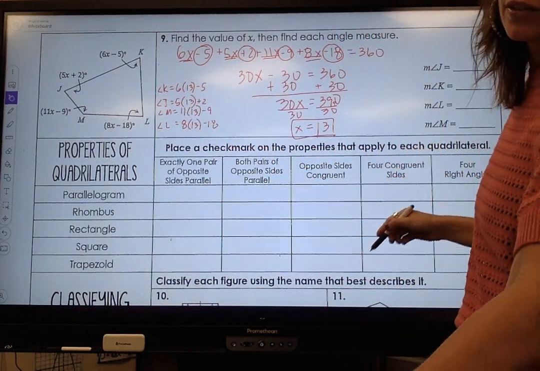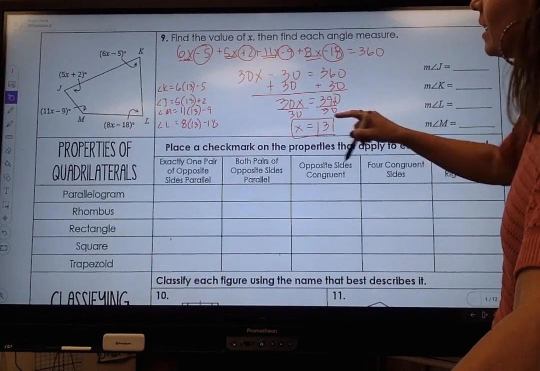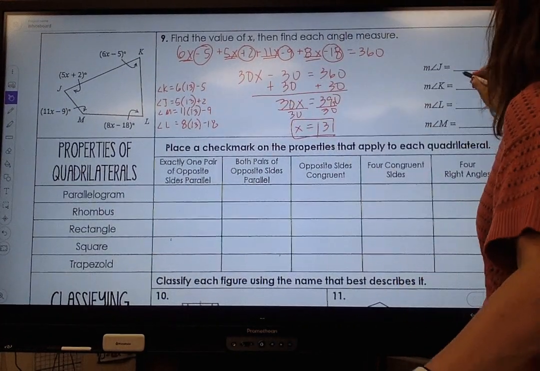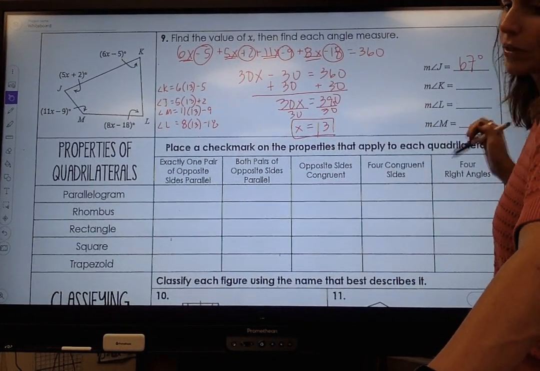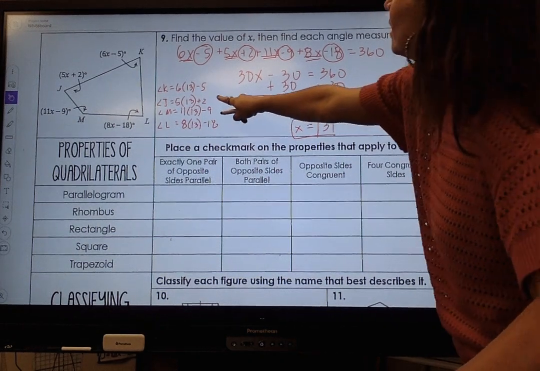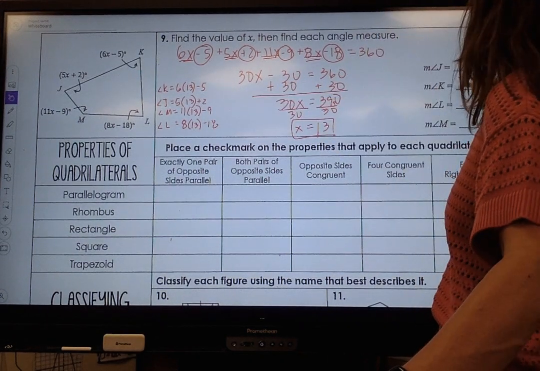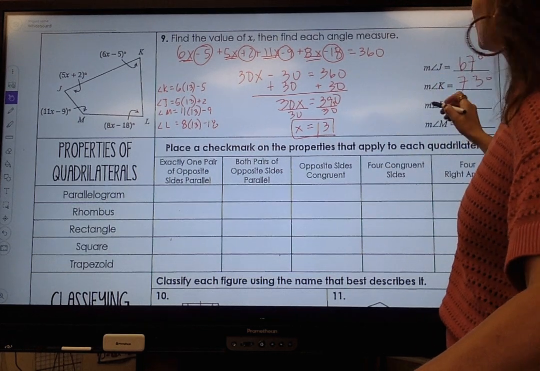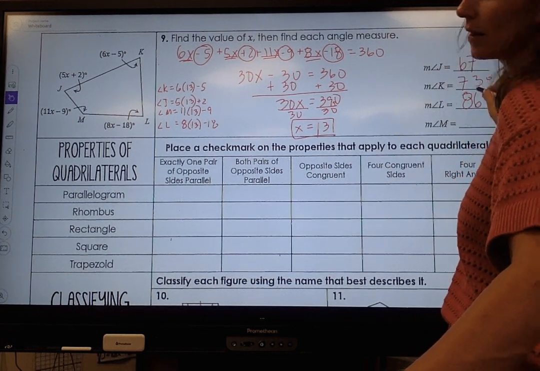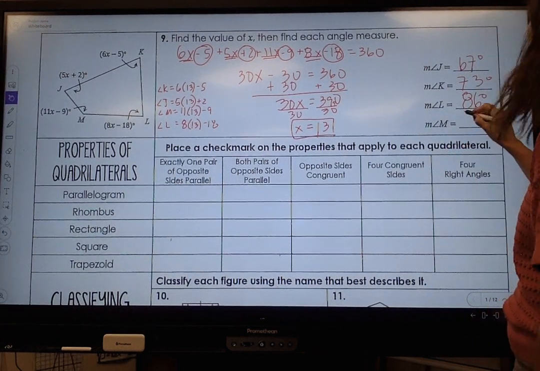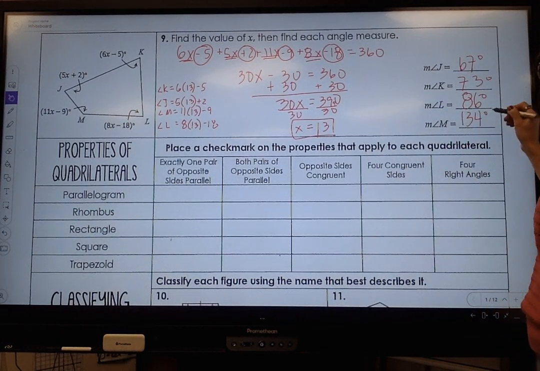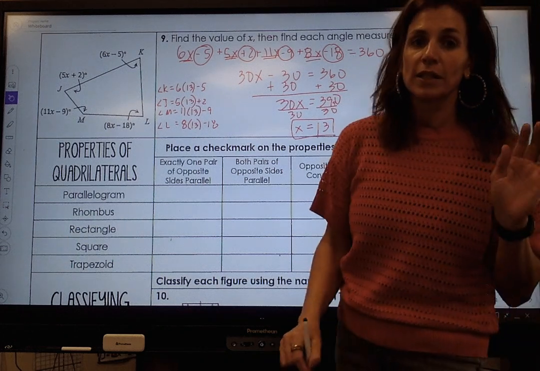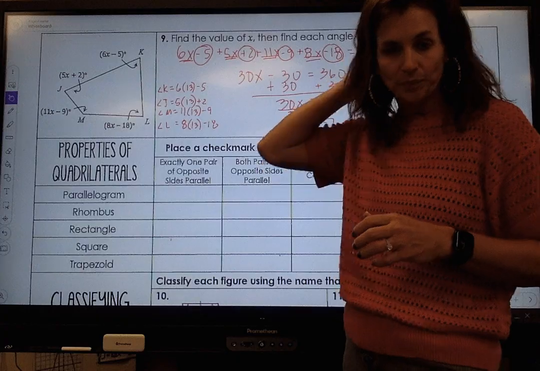So after I do that, I'm going to get that angle J is 67 degrees. Make sure to put degrees on there. Angle K is 73 degrees. Angle L is 86 degrees. And angle M is 134 degrees. And then, of course, when you add those all up, we should be getting 360 degrees. So that's how you check your answer.